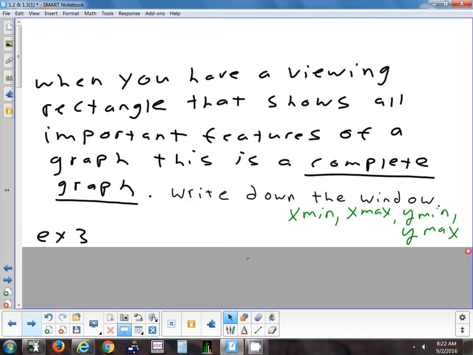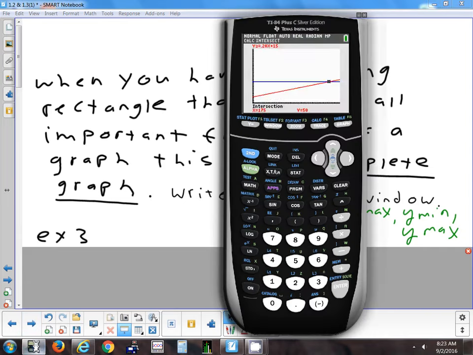And a complete graph doesn't always have one answer. You might have that as a window. If somebody else did something like this, I would also accept this as a complete graph. What I'm really looking for in this problem is, are you showing me where the intersection occurs? If that's off the screen, it's not a complete graph.